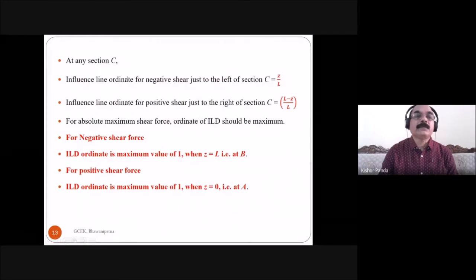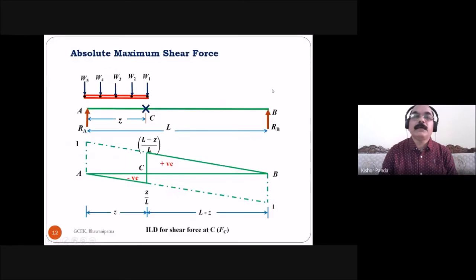At any section C, the influence line ordinate for negative shear force just to the left of the section is equal to Z by L. Here you see, this is to the left of the section, so this is the shear force. And to the right of the section, this is the shear force. At any section, to the left of the section this is the shear force, and to the right of the section this is the shear force, L minus Z by L.